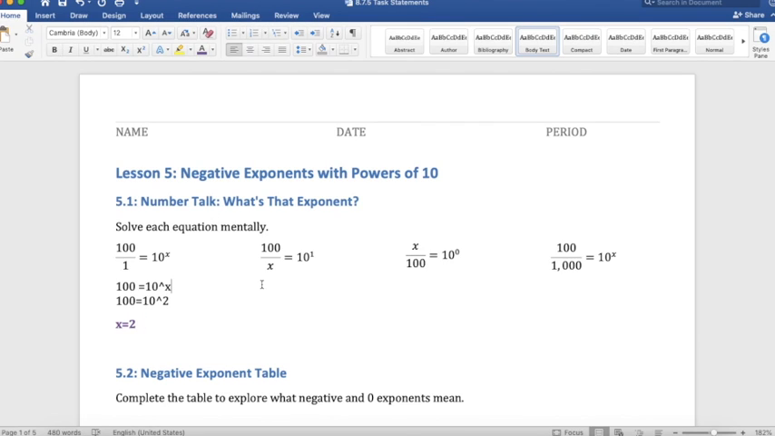All right, and over here, 100 divided by what gets me 10 to the first power? Well, 10 squared is 10 times 10. So 10 to the first power is just 10. So 100 divided by what gets me 10? Well, hopefully we know that 100 divided by 10 is 10. So here we'd have to have x equals 10. All right.